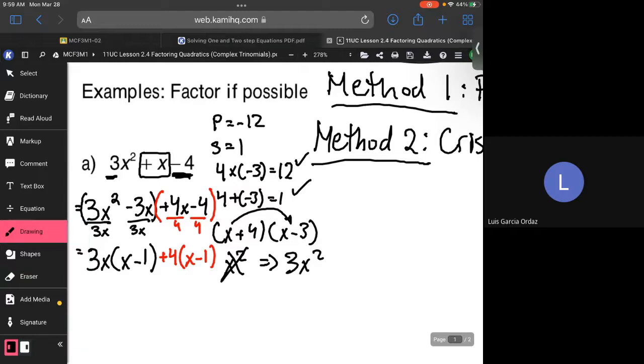So what do you guys notice about these brackets? They're the same. So what is my final factor going to be? Jade? 4 plus x, 4 in one bracket, and then x minus 1.